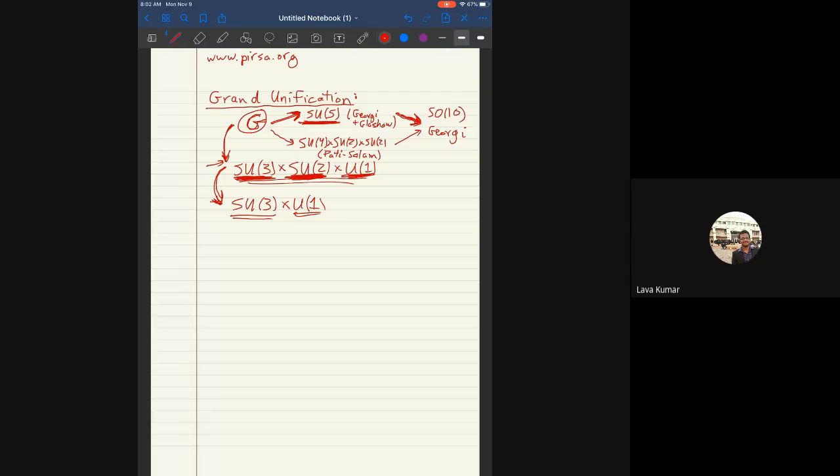And then when we unify to SO(10), we'll see that not only do we unify the forces, not only does there get to be a single force, but we also completely unify the fermions.